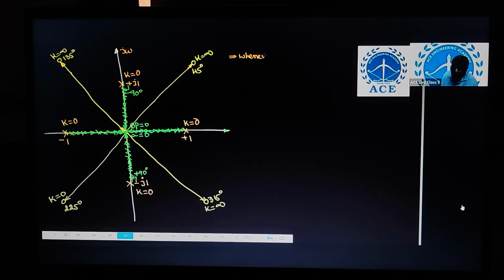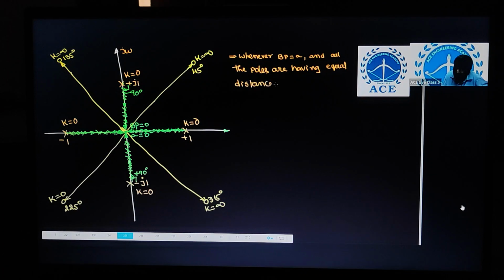Whenever the breakpoint is equal to the centroid, and all the poles are having equal distance from the centroid, then all the poles meet at the breakpoint.